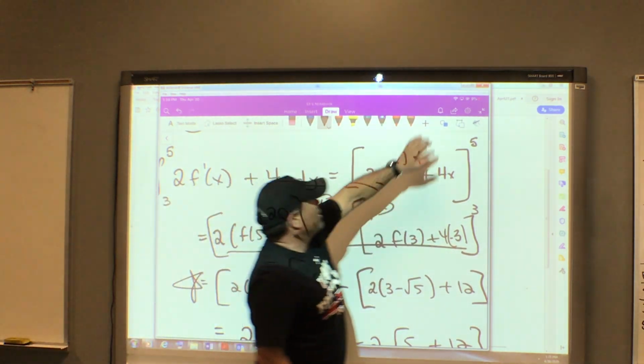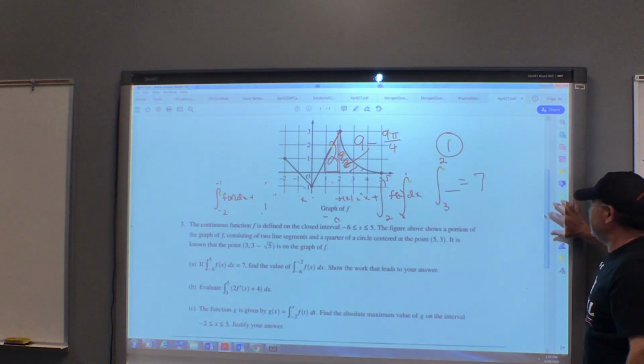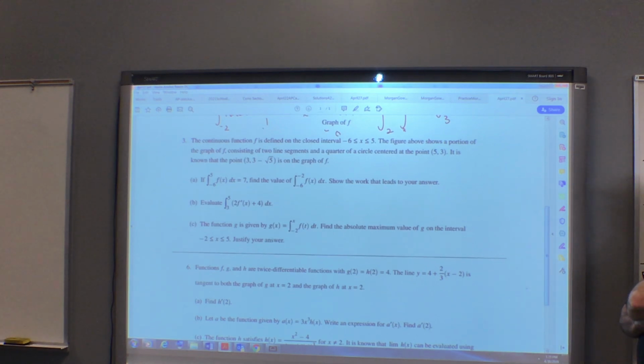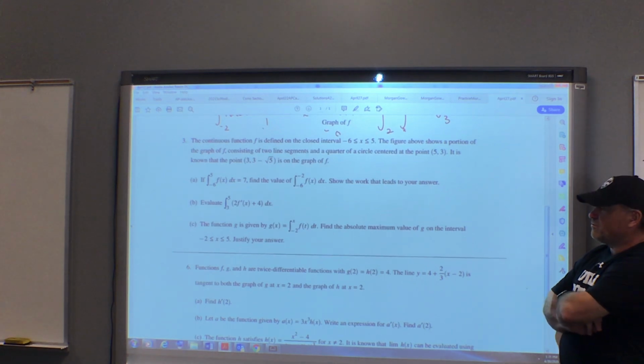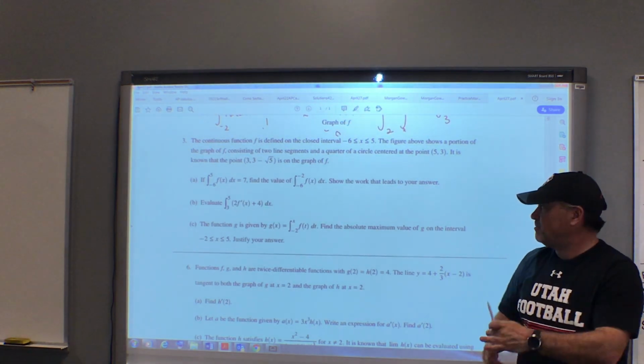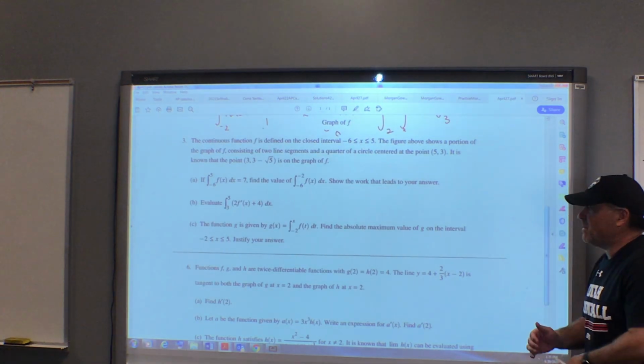All right, part C. Part C is now saying, the function g is given by g of x equaling the integral from -2 to x of f of t dt. That t is a dummy variable, just because they don't ever want the t and the x to match, so don't get thrown off by that.